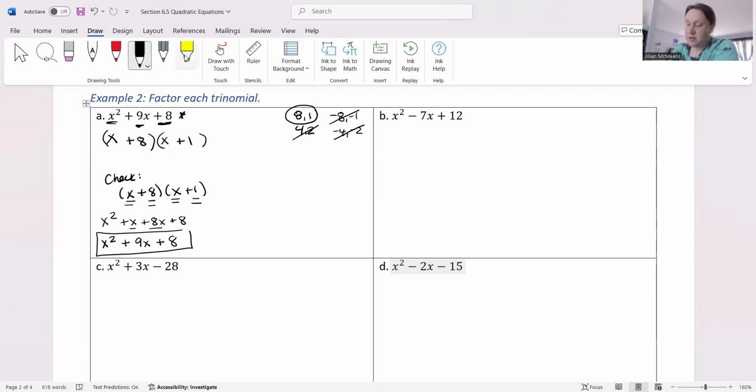Okay, so we can say that we've checked our answer, and our factored answer is officially x plus 8 times x plus 1. Okay, let's try this again.